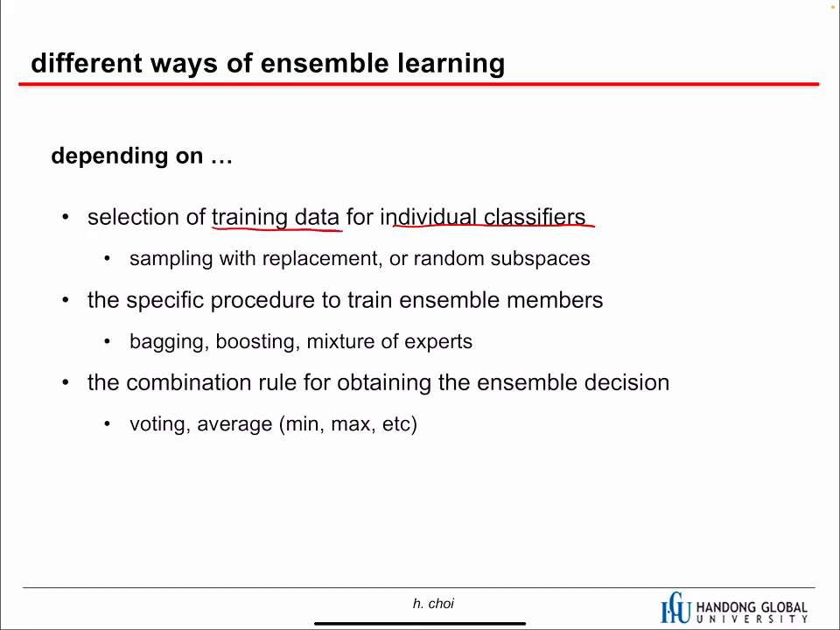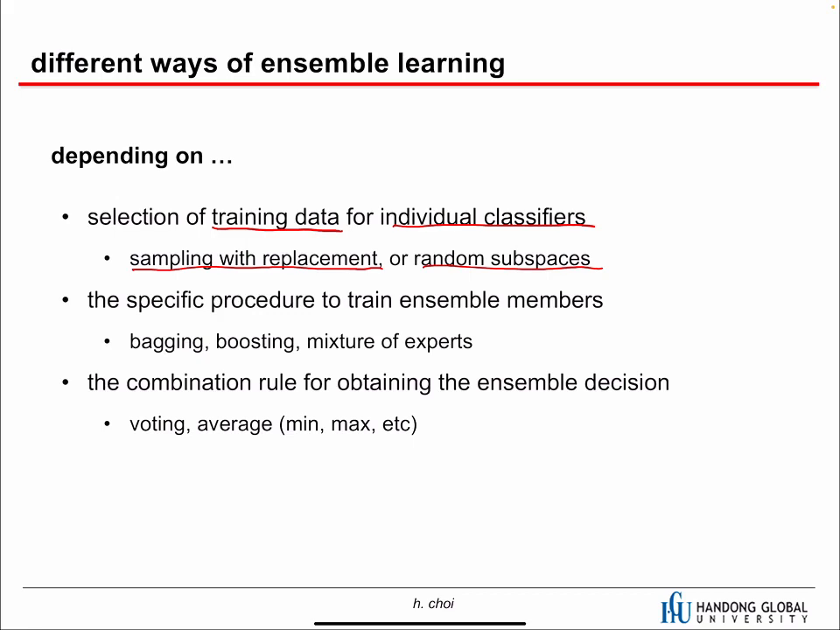So when we have 100 training data samples, then we can use just 70% of the training samples to train a classifier. So this 70% can be randomly selected. Then we can train a lot of classifiers based on the 70%. So sampling with replacement or random subspaces.